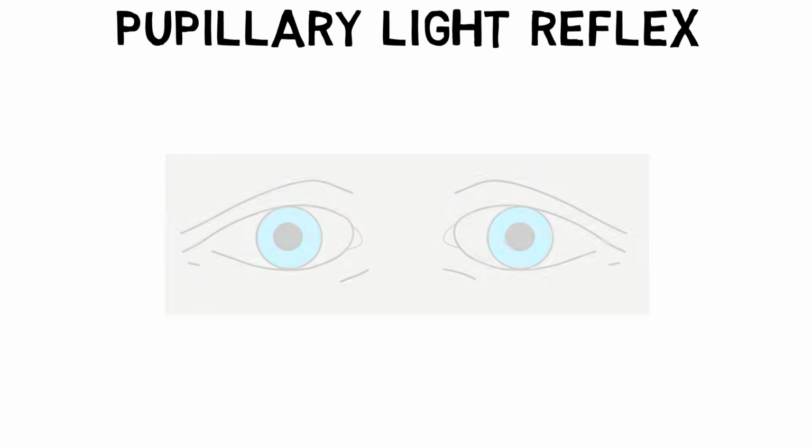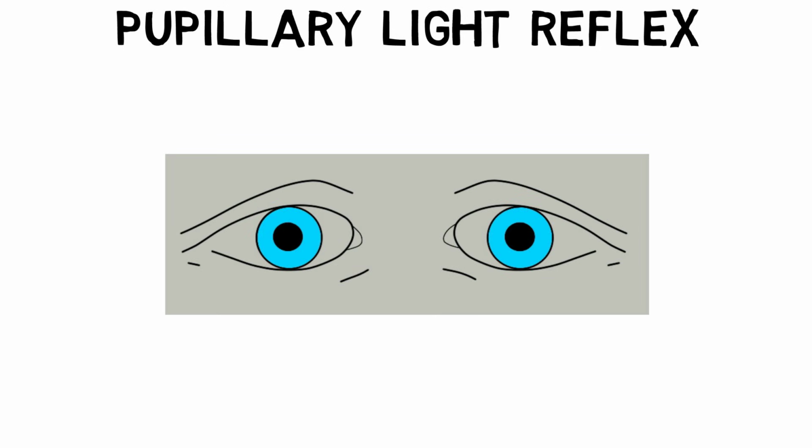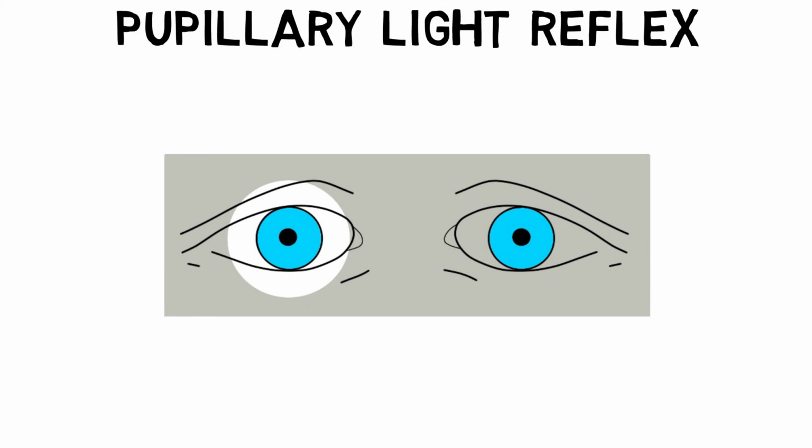The pupillary light reflex controls the size of the pupil in response to light. When light is shined into one eye, both pupils constrict. This reaction helps protect the retina from excessive light and optimizes visual acuity in varying levels of illumination.